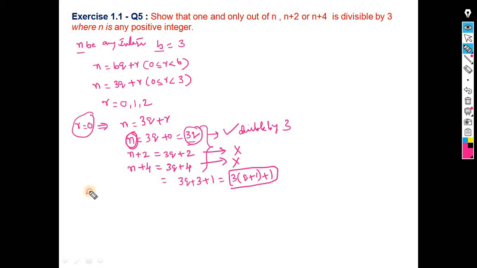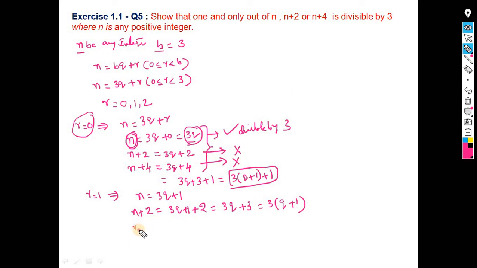And next, when I consider my r value as 1, n is equal to 3q plus r, means n is 3q plus 1. Now I am taking n plus 2. So n plus 2 means 3q plus 1 plus 2. In this case I am getting 3q plus 3. So, you can take it as 3 into q plus 1. Hope you got this one.